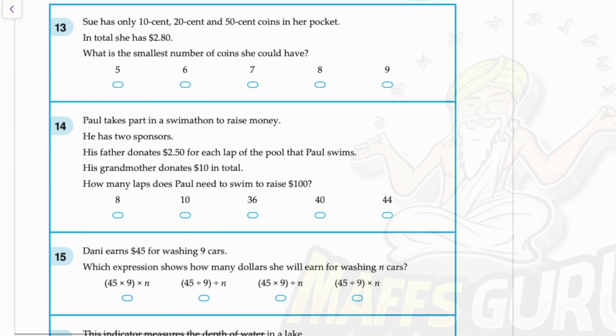Sue has only 10, 20 and 50 cent coins in her pocket. 10, 20 and 50 cent coins. In total, she has $2.80. What's the smallest number of coins she could have?